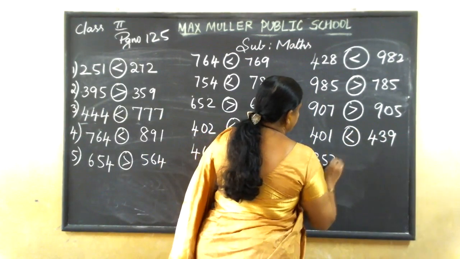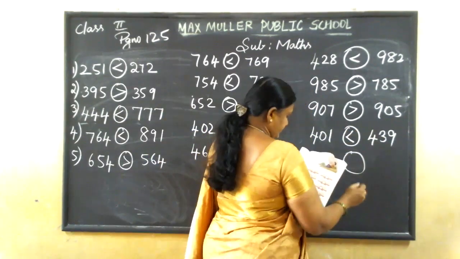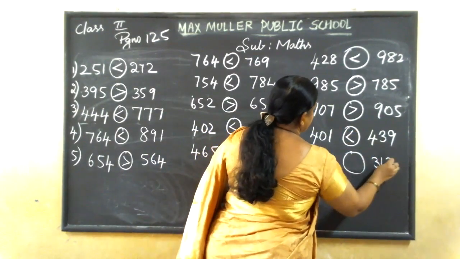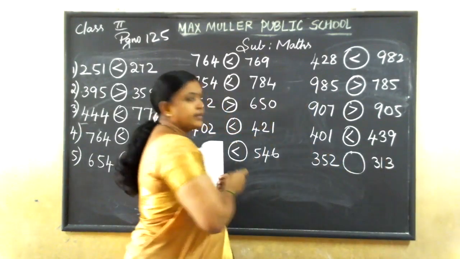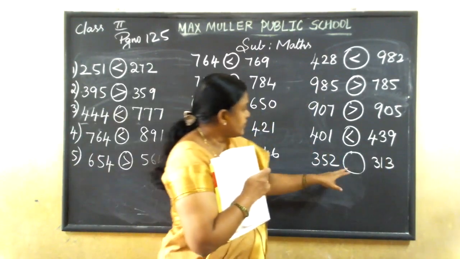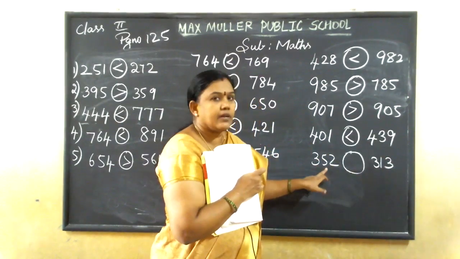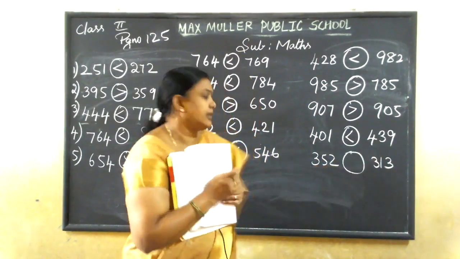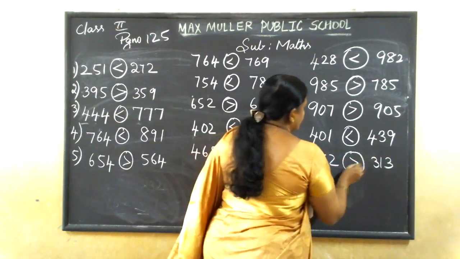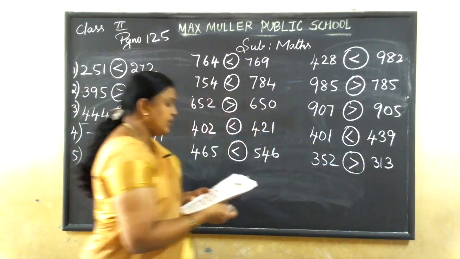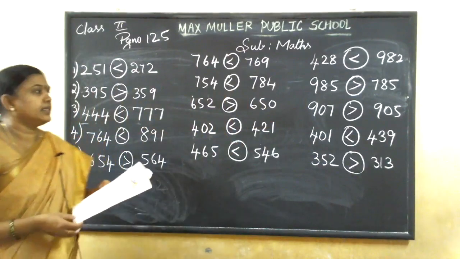352 and 313. See the hundreds place. Both the numbers, here also 3, here also 3. In tens place, here 5, here 1. Which one is greater? 5 is the greater number. So 352 is greater than 313.